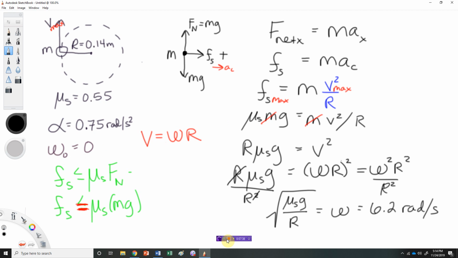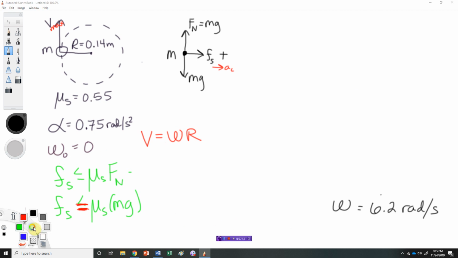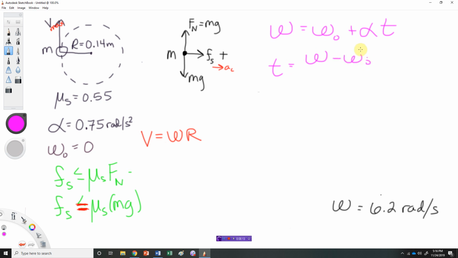I do need a little room, so I'm going to delete some stuff. On your equation sheet, there is a kinematics equation that your omega at a time t is initial angular speed plus angular acceleration times time. So that means that the time will be omega minus omega naught divided by acceleration. Well, omega naught is 0, so that goes away, which means that the time will be omega over alpha, and that's it.